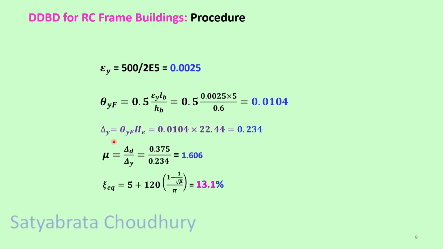Now yield displacement is yield rotation into height. So theta yf into HE, it comes to 0.234 meter. Ductility is maximum displacement by yield displacement. Maximum displacement is delta D 0.375 and yield displacement is 0.234. So it comes out to 1.606. Equivalent damping is given by the standard formula, and this comes out as 13.1%.